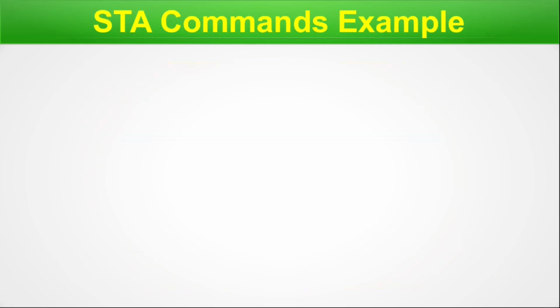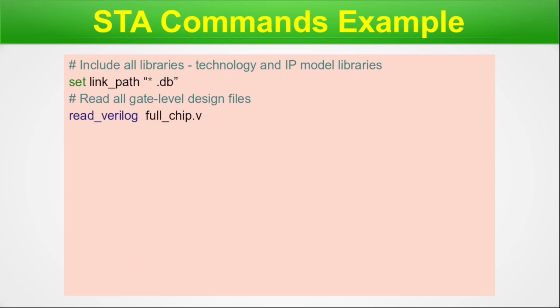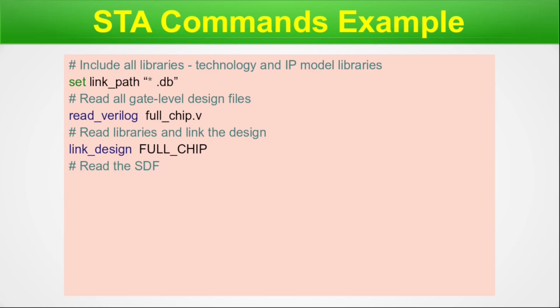Let's move on. STA command example. You have seen the flowchart a few slides back. Now let me exemplify the STA commands according to the flowchart. Here go our example commands. First, include all the libraries, technology and IP model libraries. We start with a set command, set link_path, and then star.db. Then we read all the gate level design files with the read_verilog command, so we have a verilog file here, fullchip.v, which is processed by the read_verilog command. Next, we read libraries and link the design with the link_design command, and then we give fullchip, the design name.